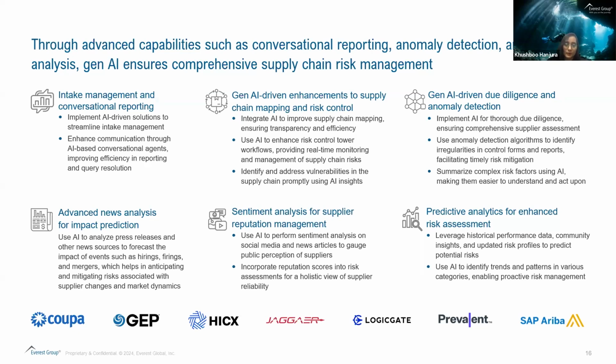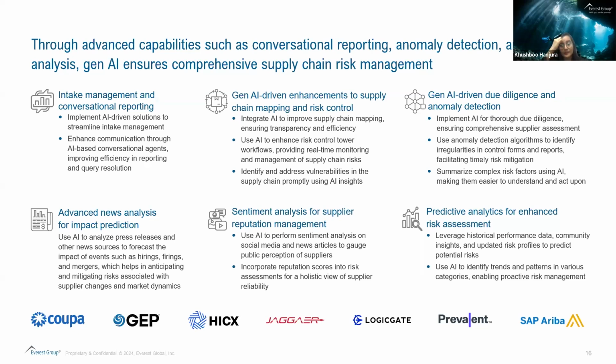Then, talking about Gen AI-driven due diligence and anomaly detection, this functionality is also essentially picking up in tools, which use anomaly detection algorithms to identify irregularities in control forms and reports, and which has helped in timely risk mitigation. And it also helps in summarizing complex risk factors, making them easier to understand and act upon.